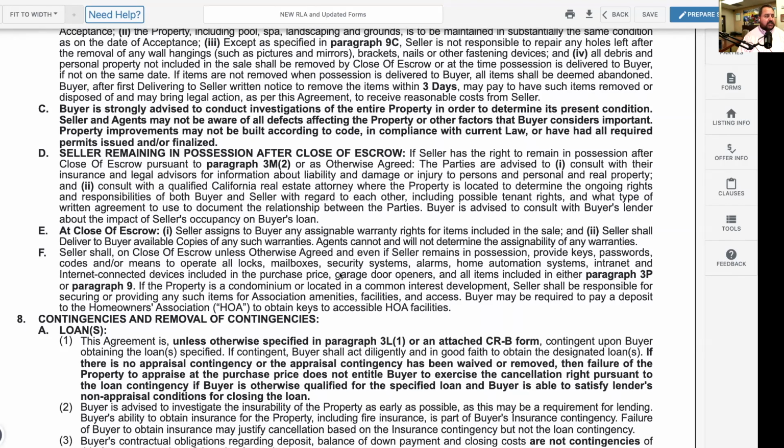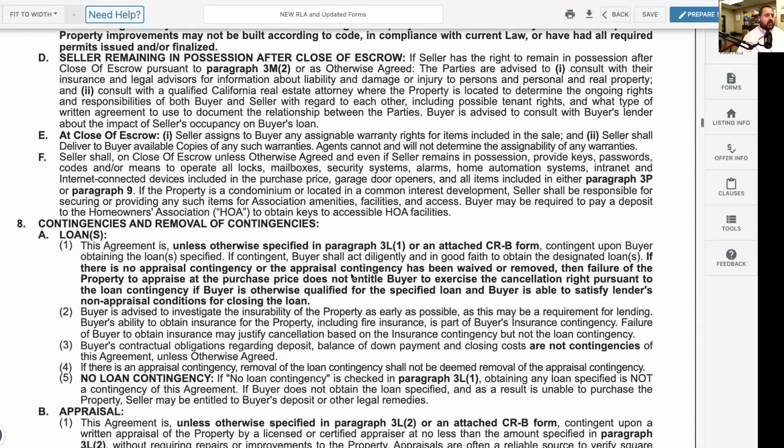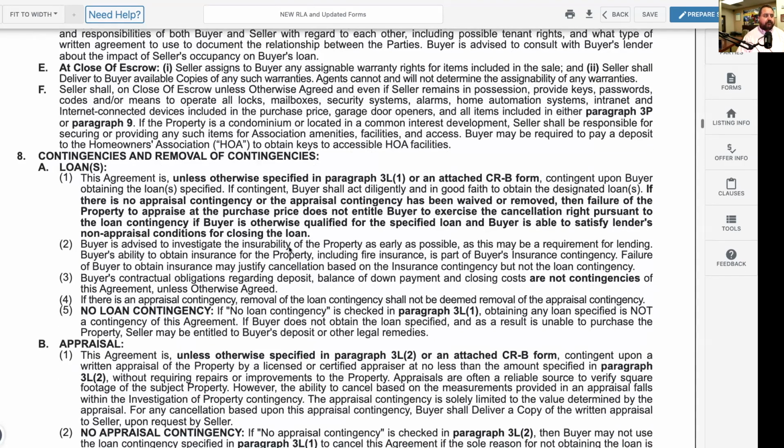That's where we include the SIP or the RLAS. The contingency removals. So this is another conversation that you have to have with your buyers and with your sellers. So as a buyer's agent, you have to make them understand that them removing their contingencies when it's time, as long as they're in a position to do so, right?